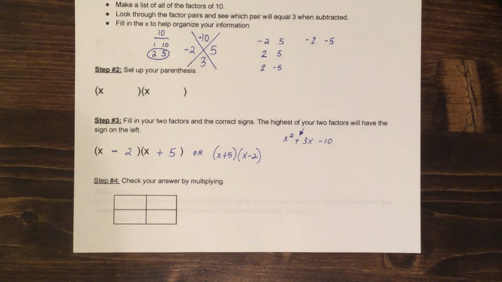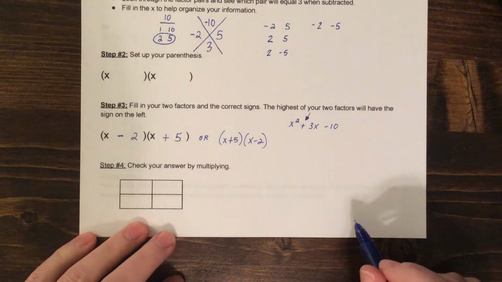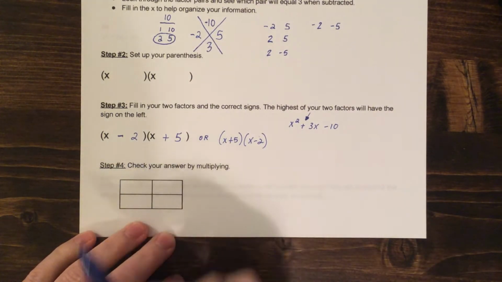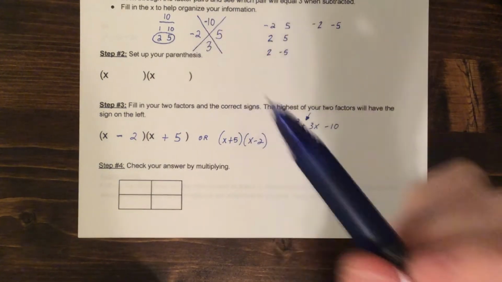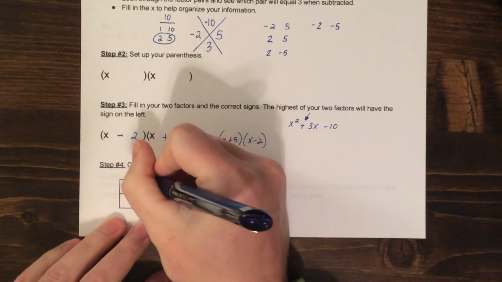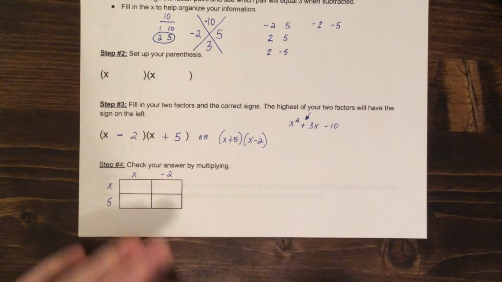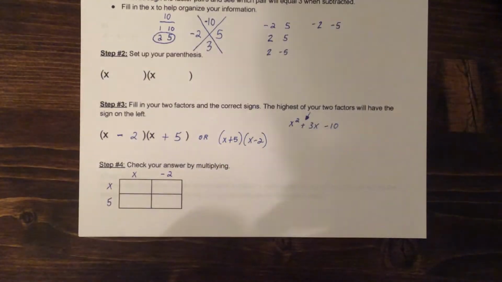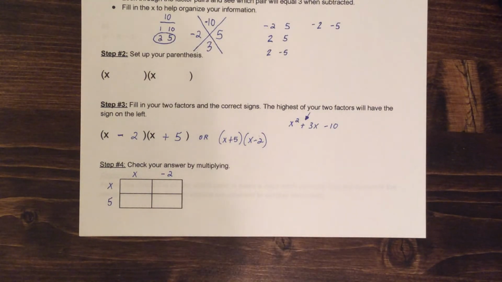And then for our last step of the problem, I want you to check it. When you're checking it, you're going to use what we learned last week, our box method. We're going to take this and multiply it out, and when we multiply it out, we should get what we started with, this original problem. This will be some good review as well for anybody who didn't completely understand last week.